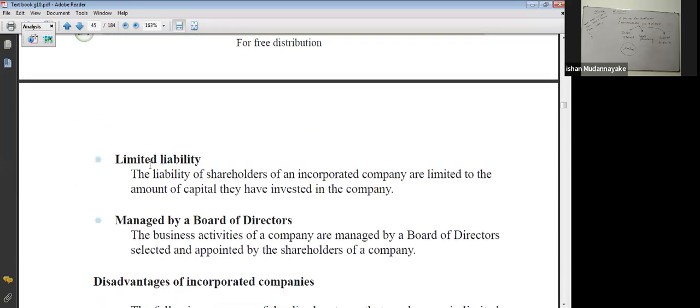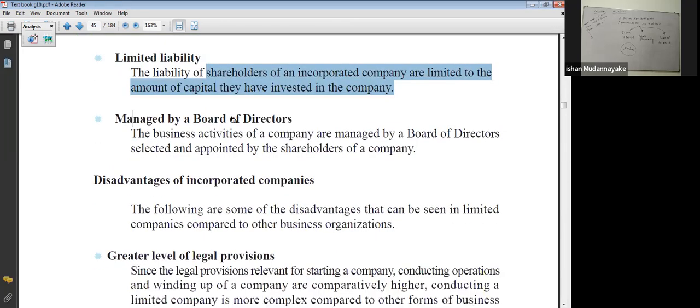Next one. Next characteristic. Hirodhya. Limited liability. The liability of stakeholders of an incorporated company is limited to the amount of capital they have invested in the company. Liability is limited. But in a sole proprietorship business, liability is unlimited. In a partnership, liability is unlimited. But in a company, liability is limited.